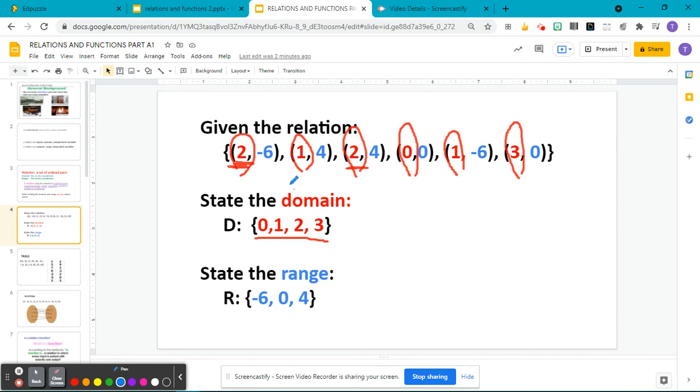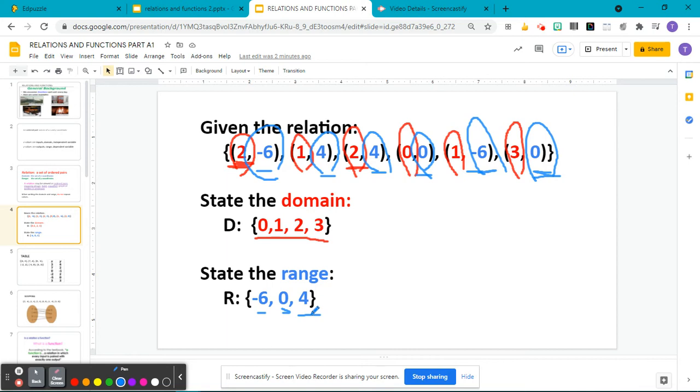The same is true for my y coordinates, my range. I've got a -6, a -4, a 4, a 0, a -6, and a 0. And once again, you notice that 0 repeated, and you notice that -6 repeated, and you notice that 4 repeated. So whenever I go to list them, again, I'm going to start with my smallest number, which was -6. I only write it one time. I only write 0 one time. I only write 4 one time.